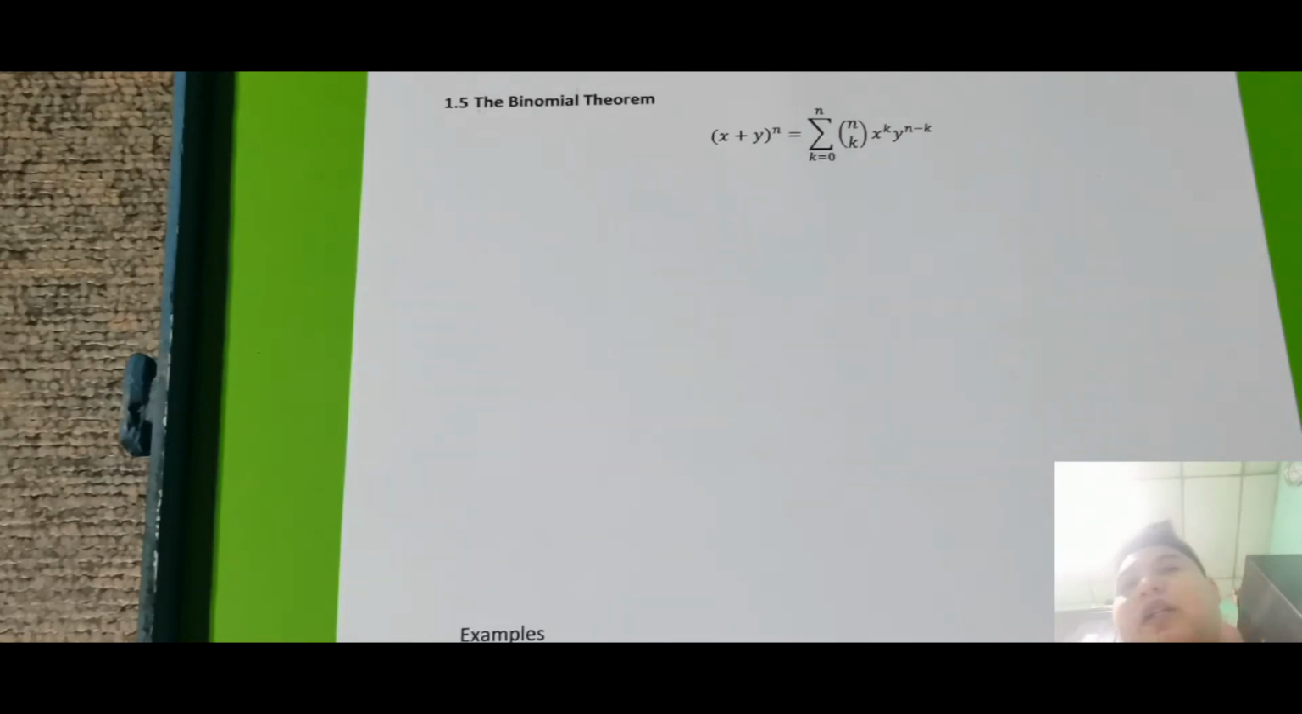Ito na yung ating lesson 1.5 sa chapter ng combinatorial analysis ng ating probability. So, ang topic natin for today is all about the binomial theorem. Hoping na pakinggan mo or panoorin mo siya nang maigi para makita mo kung paano nga ba siya na-derive or paano siya pinu-prove, using yung summation tapos yung ating combination sa loob.